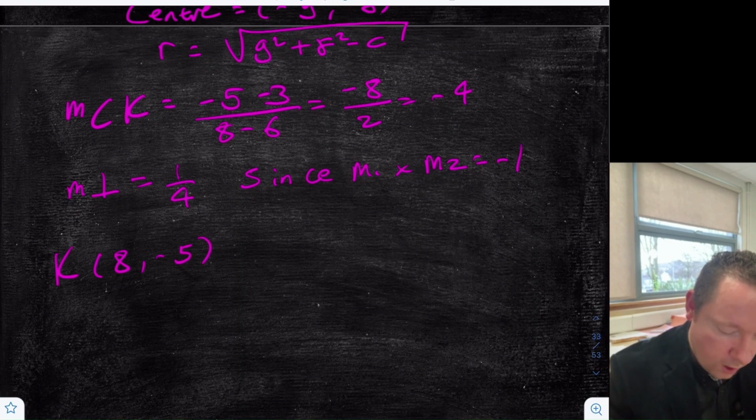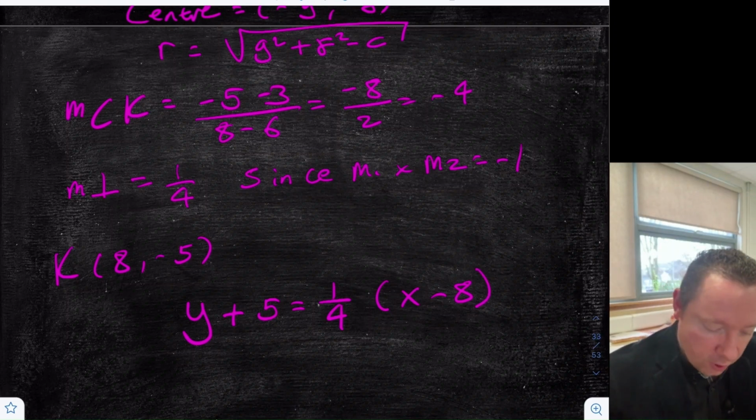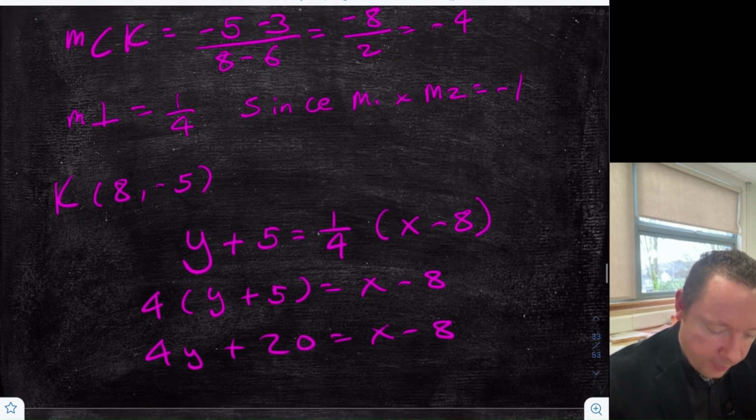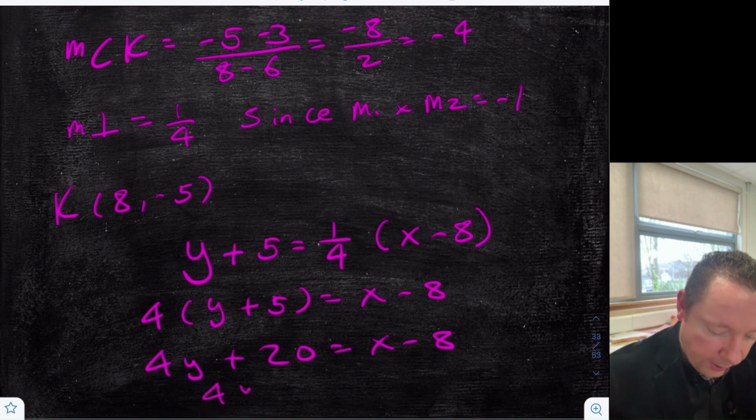So we can use y minus b equals m times x minus a, which is 8. Times it through by 4, we get 4 times y plus 5 equals x minus 8. So 4y plus 20 is x minus 8, or to leave it in a nice way, 4y minus x equals minus 28 would be a fine answer.